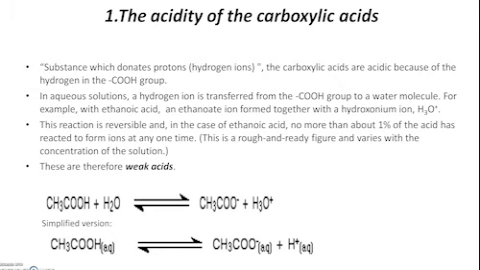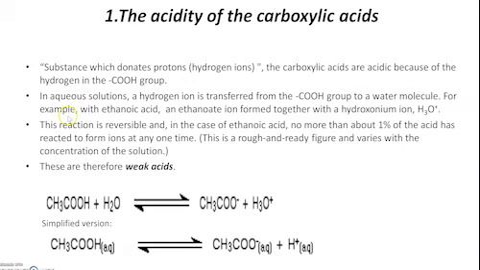Objective number 1. The acidity of carboxylic acid. Substance which donates protons, means hydrogen ions, in aqueous solutions are called acid. The carboxylic acids are acidic because of the hydrogen ion in the COOH group. In aqueous solutions, hydrogen ion is transferred from COOH group to a water molecule.